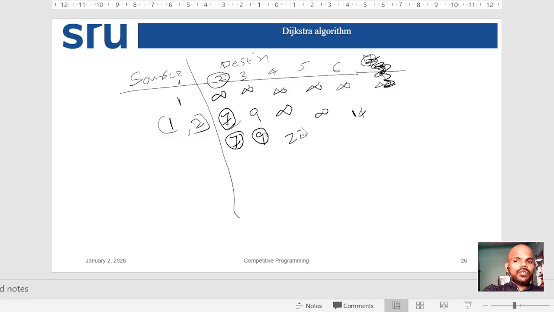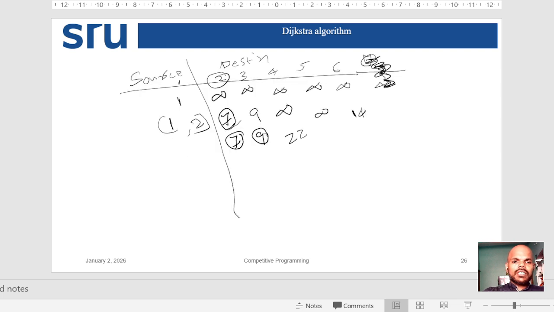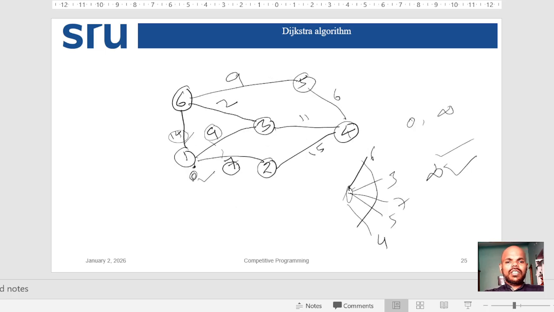1 to 5 we don't have any direct connection via 2. So that's why we write infinite again. So it will be 14, it will remain the same. 1 to 6 we don't have any changes. Why? Because I wrote 14. So 1 to 2 we found, but from 2 we are not going to the 6. So that's the reason it will remain the same. Only change will come in the 4 place. So that's why I updated.